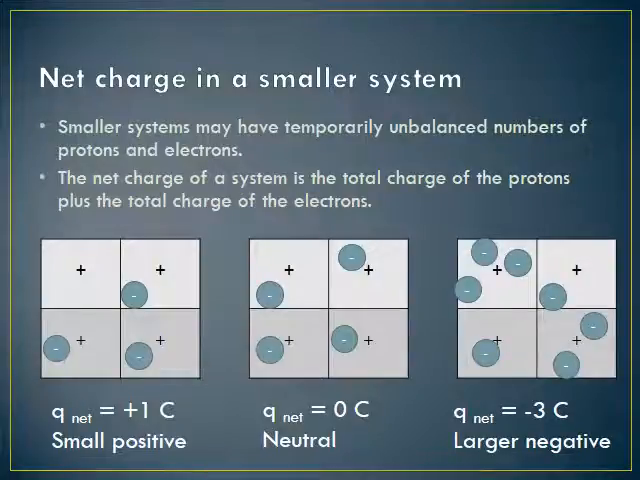We could have a case where we have a negative net charge. If that insulator with 4 protons has 7 electrons in it, then we would have a Q net of -3 coulombs, which is a larger net charge than that first positive net charge, because we have a bigger amount of leftover. In this case, it happens to be a larger negative charge.